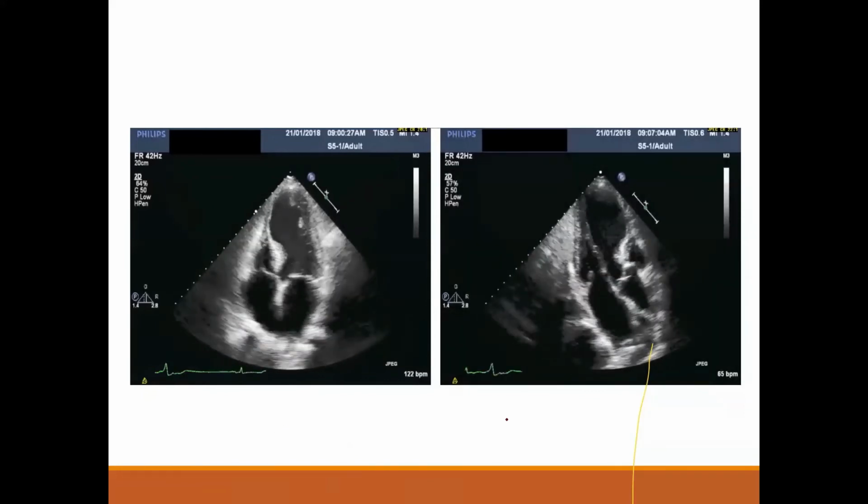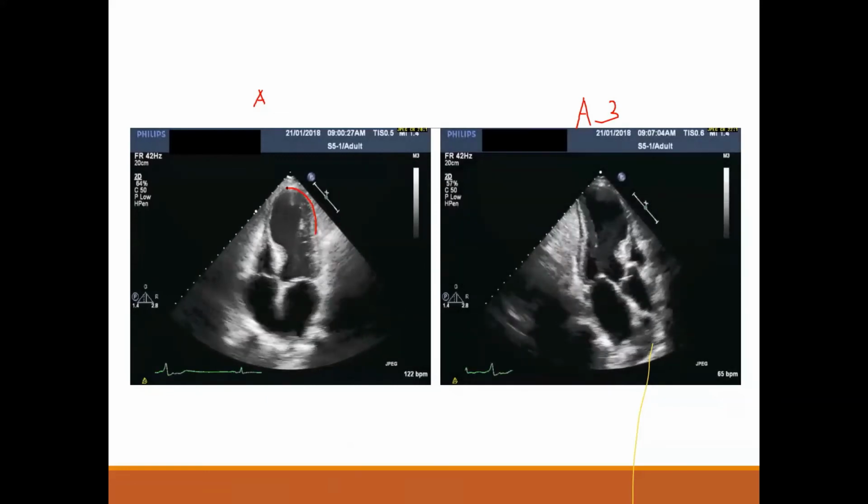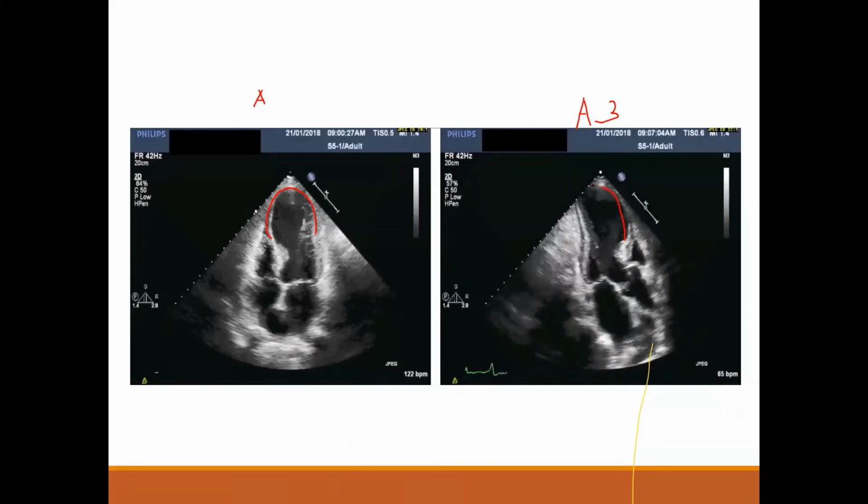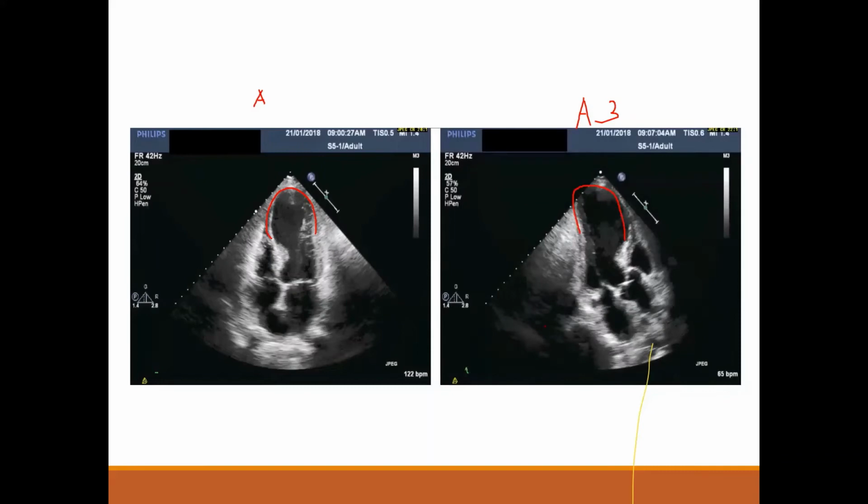Any description? This is apical 4, and this is apical 3. It is showing aneurysmal two-dimensional echo showing apical and anterior septum hypokinesia. Yes, you're right. Very good. So this is important: the anterior septum here is hypokinetic, with an akinetic aneurysmal apex.